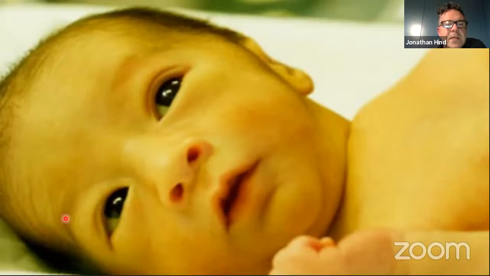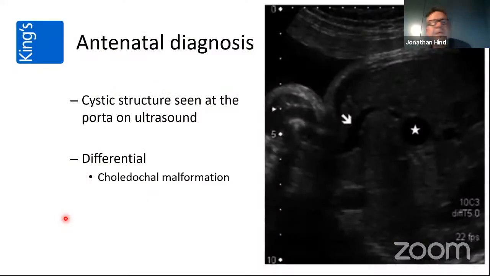Moving on to the diagnosis, which is perhaps the most important part of the talk until these treatments might come on board. One of the ways it's diagnosed is antenatally, seeing a cyst at the porta on an antenatal ultrasound scan. The possibility is that this is cystic biliary atresia. So they must be scanned, of course, after birth. The differential is a choledochal malformation. Either way, that will need surgery after birth.